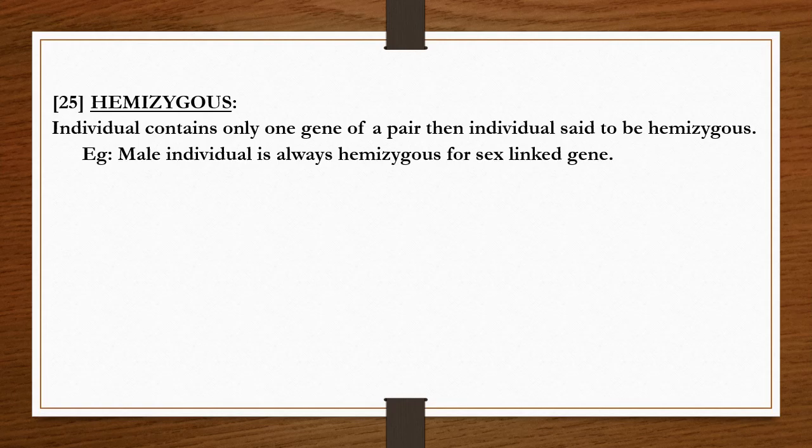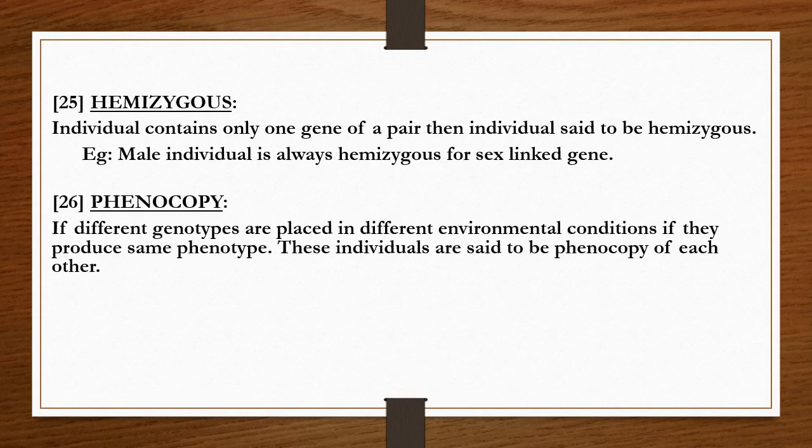Hemizygous: if an individual contains only one gene of a pair, then the individual is said to be hemizygous. Example, a male individual is always hemizygous for a sex linked gene. Phenocopy: if different genotypes are placed in different environmental conditions and they produce the same phenotype, these individuals are said to be phenocopies of each other.